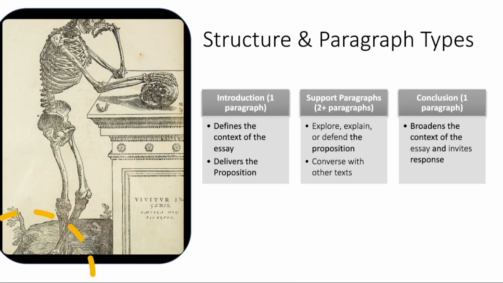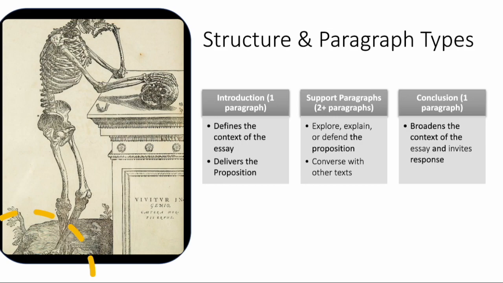They were converting it from something like a personal essay into a position paper, a more academic paper. So in an academic paper, you essentially have, broadly speaking, three kinds of paragraphs. You have an introduction, you have support paragraphs, and you have a conclusion. And this slide here just lays out the purposes for each of those.